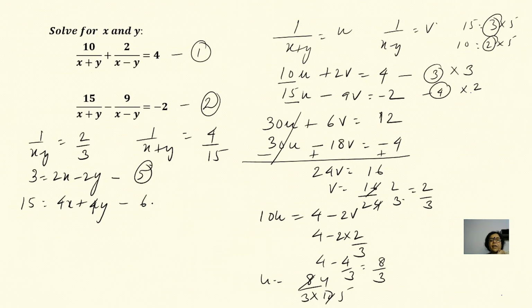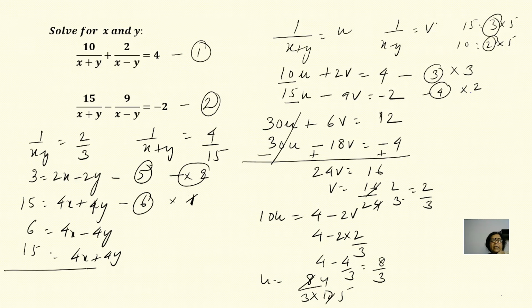Now we'll solve equation 5 and 6 to get the values of x and y. So here I'll simply multiply equation 5 by 2 and equation 6 by 1. So this becomes 6 is equal to 4x minus 4y and this will be 15 is equal to 4x plus 4y. Add them up together, you get 8x is equal to 21. So x becomes 21 by 8. So we get the value of x.